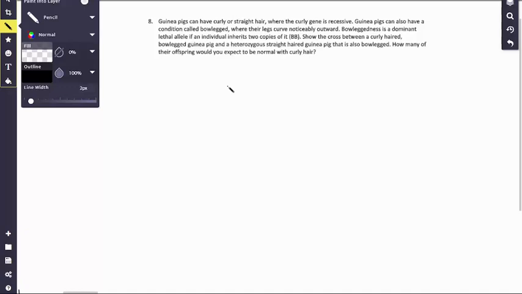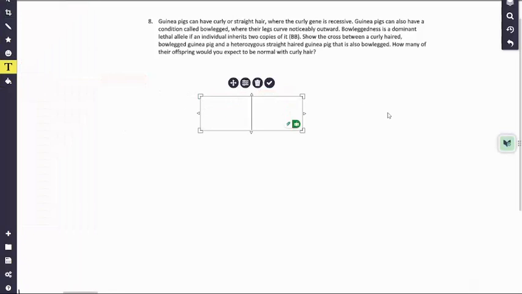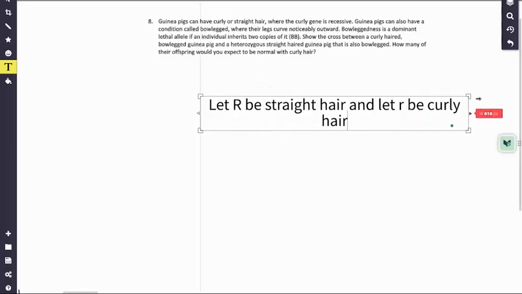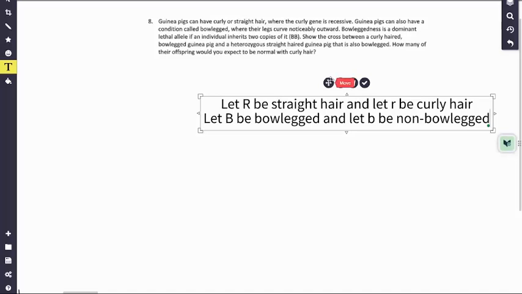Curly is recessive, so it's going to be the let statement, guys, never forget. Let's see, curly, why don't we use R? Let R be straight hair and let r be curly hair. So pick the letter where you can distinguish the capital and little. So let B be bow-legged, and let b be non-bow-legged. So now we have the let statement.